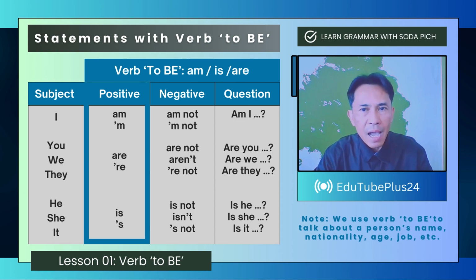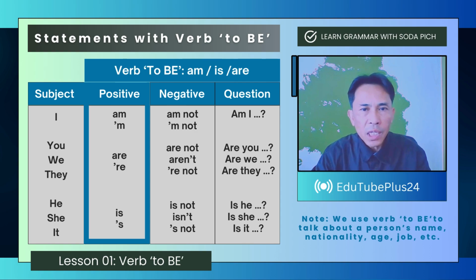So we say, I am, or you could say I'm. It's the same thing, it doesn't really matter. For you, we, and they, we have to use are. For example, you are, we are, they are. We can also make them shorter. For example, you are becomes you're, we are becomes we're, they are becomes they're.